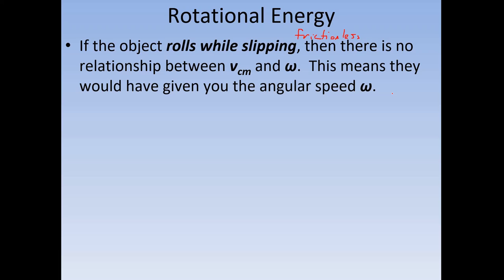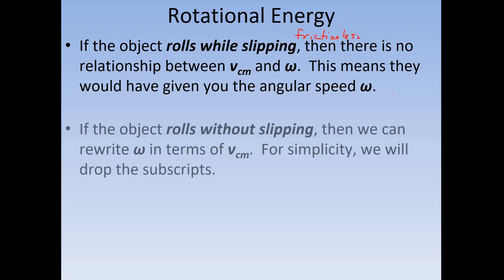Typically, we would have to do something else in the question to figure out what that omega is before we can keep going. That could be either because they straight up tell us what the omega is, or maybe they give us a little bit of information, like they say as it's rolling while slipping, it completes 10 cycles in 30 seconds, and then we could use that information to figure out what that angular speed is, and then we would plug it into that equation. The other scenario would be if it says that it is rolling without slipping.